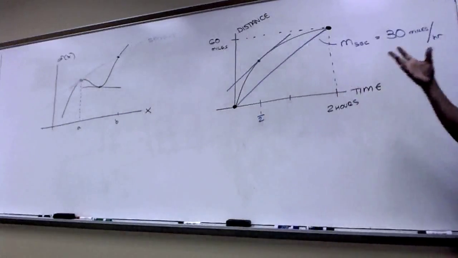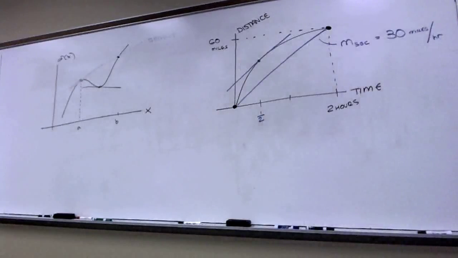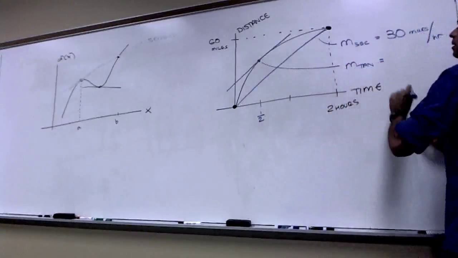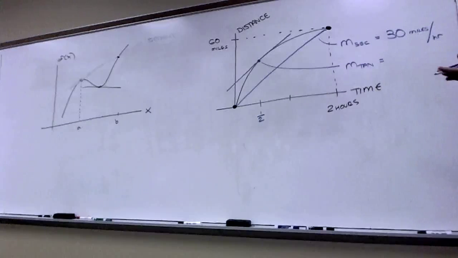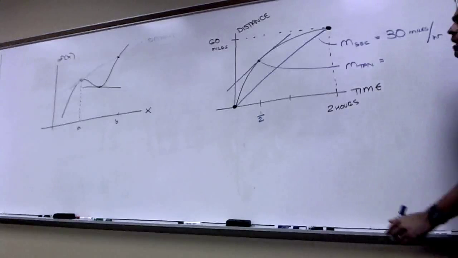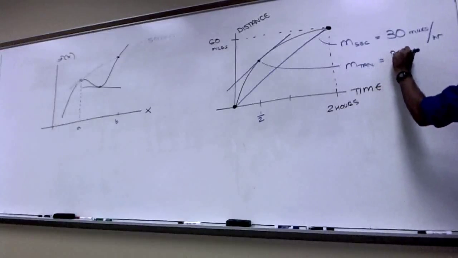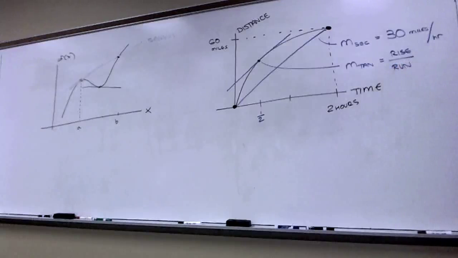What is inherently wrong, though? What is the problem we're going to run into if we try and find the slope of that line? I'm going to put M tan. The slope, we said, was rise over run, right? That's how we got the 30, right? What's wrong if I'm trying to find the slope of a line at a single point? At a single point, you don't have rise over run, do you? You need two points. You need 2 points to define a line, don't you?